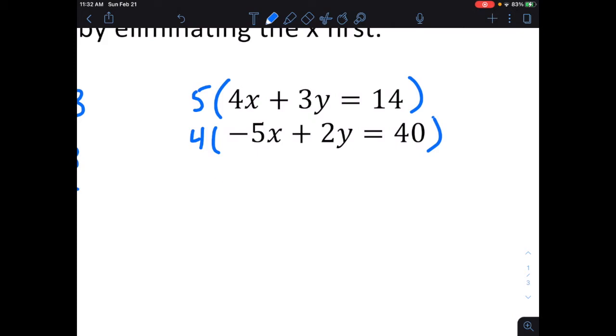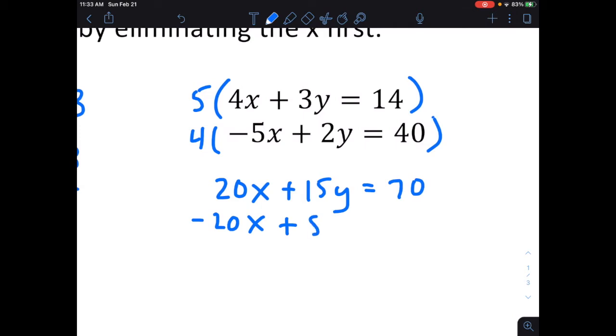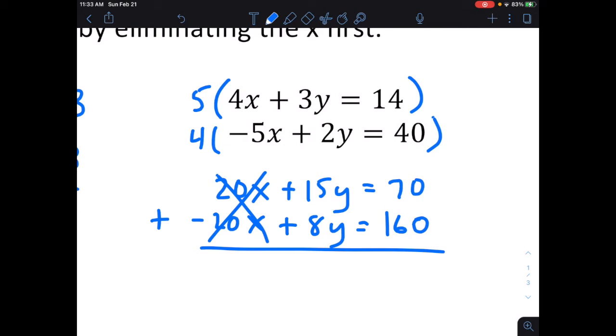Okay, so I end up with the first equation becomes 20x plus 15y equals 70. The second equation becomes negative 20x plus 8y equals 160. Now we have opposites, and when we add them together, the 20x's disappear. So we end up with 15 plus 8, 23y equals 230.